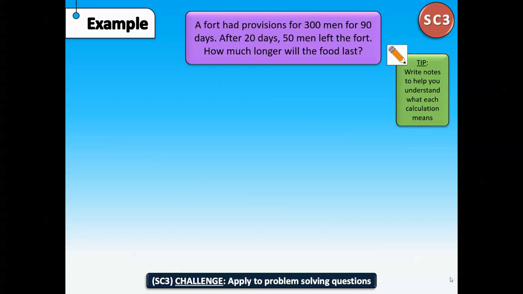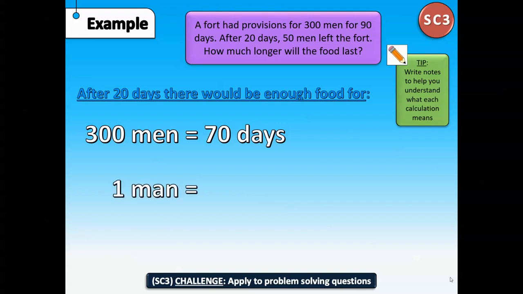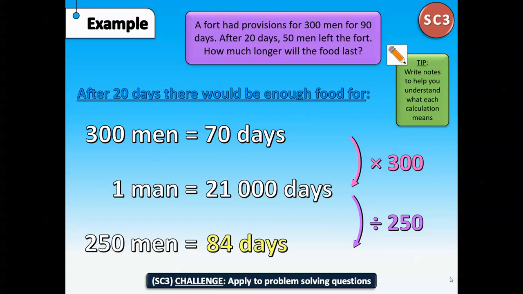So if we write notes for each calculation that we need to do. After 20 days, there would be enough food for 300 men for 70 days, because they've already used up 20 days worth of food. So that means one man could last 21,000 days in the fort. Now there's only 250 men in the fort because 50 men have left. So we divide their provisions between the 250 men, so they can last for 84 days.